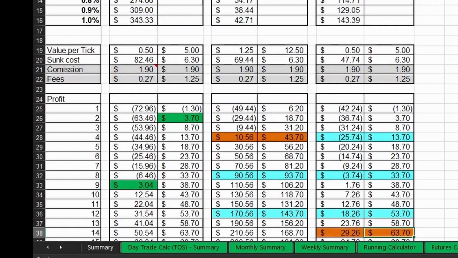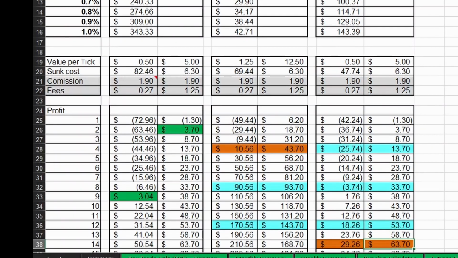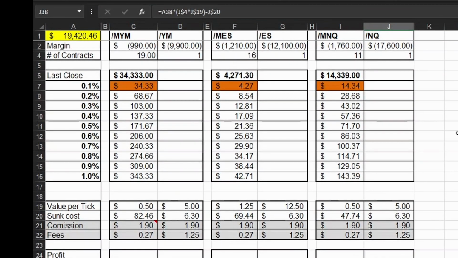Anyway, I hope I broke that down pretty well for you. I hope that was helpful and you enjoyed that information. I really emphasize understanding all these numbers before trading futures.